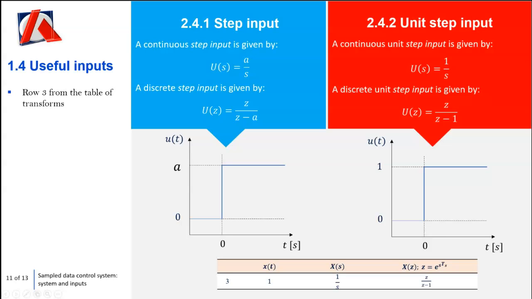You can see the 1 here is effectively what would be your A in the step input. And you can see here when it's been applied in the time domain, it's just a step change, where the magnitude is A, and in the case of the unit step input, it is 1.